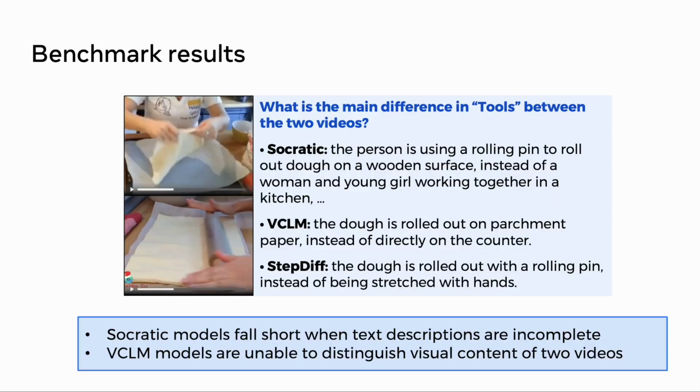Here is a qualitative example that highlights how Socratic models fall short when text descriptions themselves are incomplete, and how VLMs have a tough time distinguishing the visual content of the two videos, and instead treat it all as a single video and answer questions based on that.